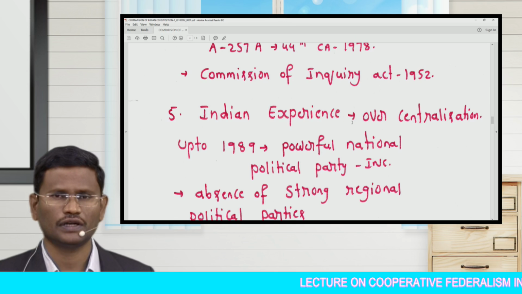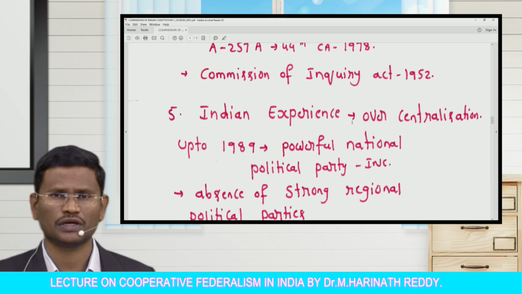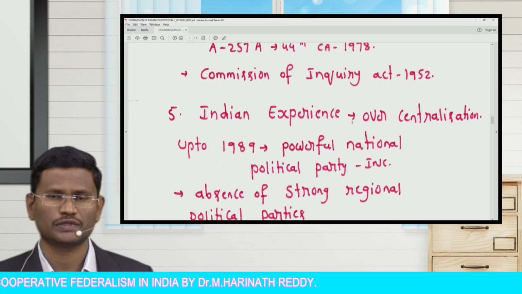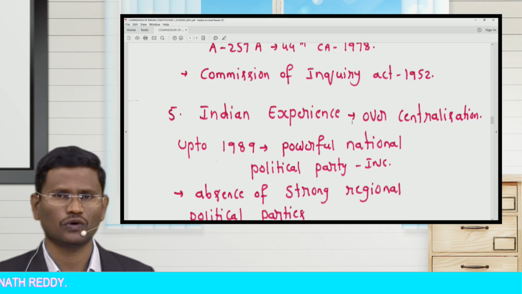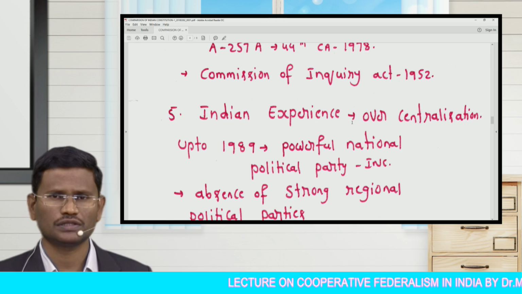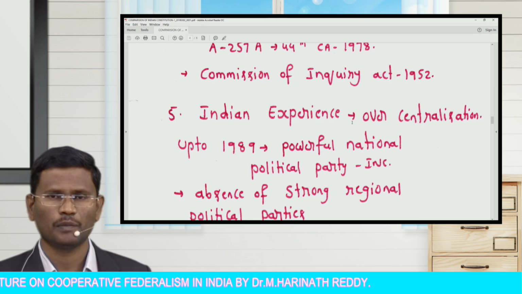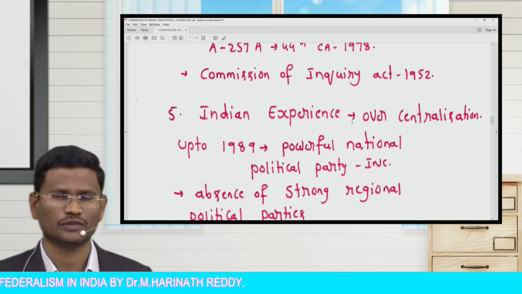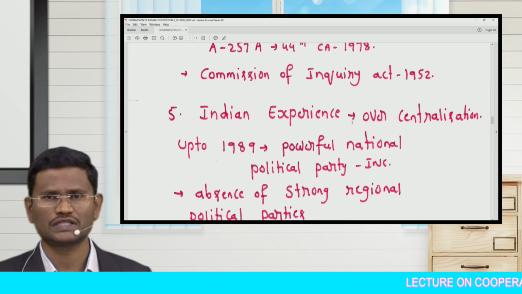From 1950 to 1989, the phase is dominated by the Indian National Congress, a strong national political party, and the absence of strong regional political parties. From 1989 up to 2014, the era of coalition governments, the rise of strong regional political parties. Post 2014, re-emergence of governments dominated by a single party at the national level, but speaking the language of cooperative federalism. The period from 1950 to 1989 has witnessed excessive centralization, over-centralization.